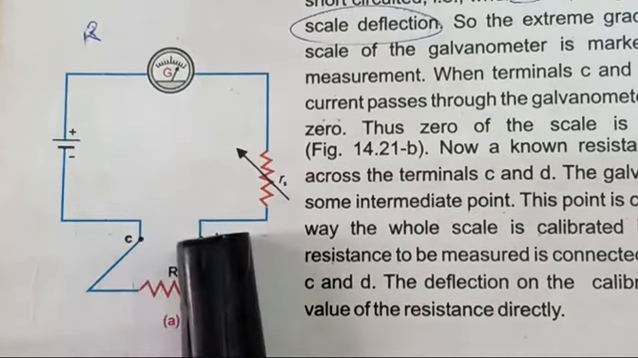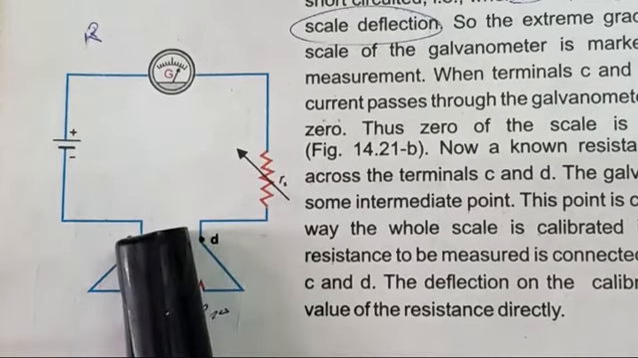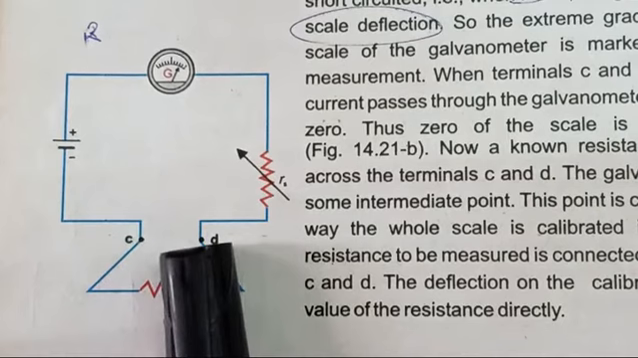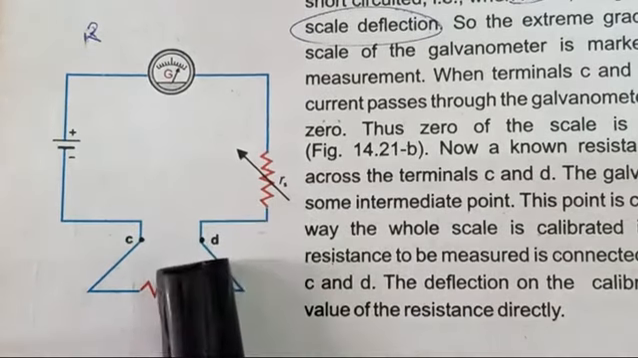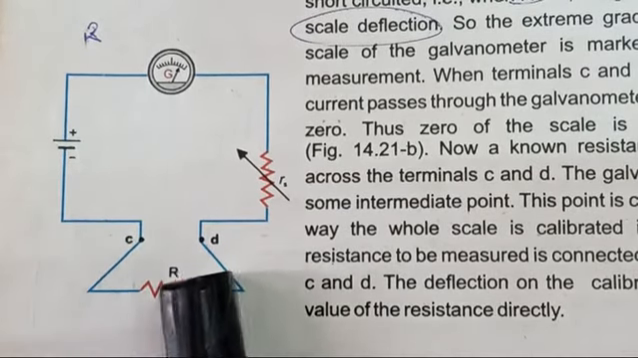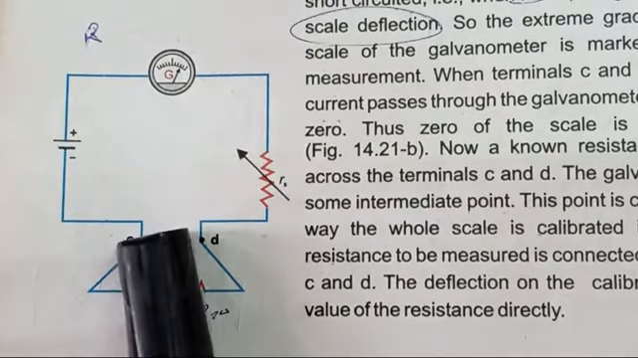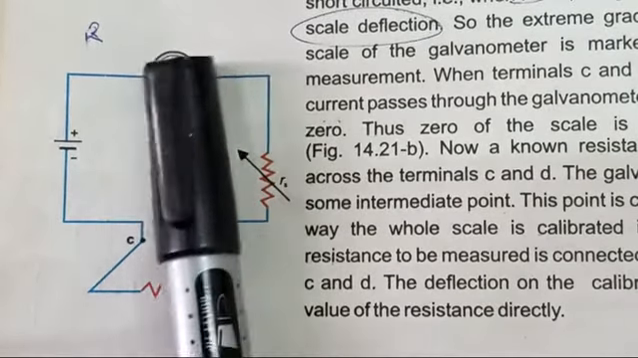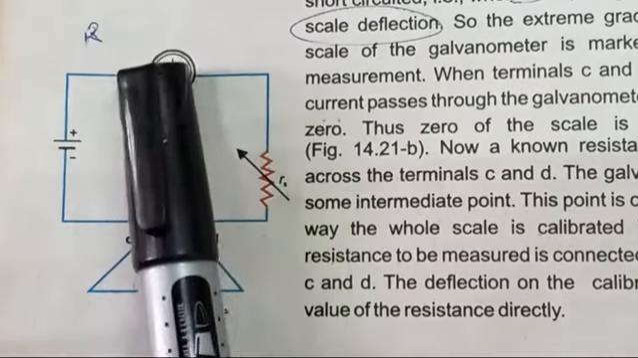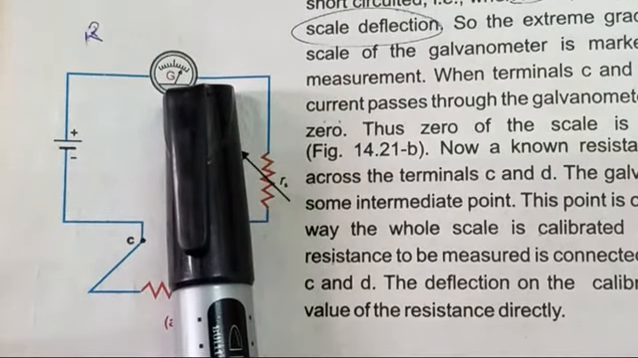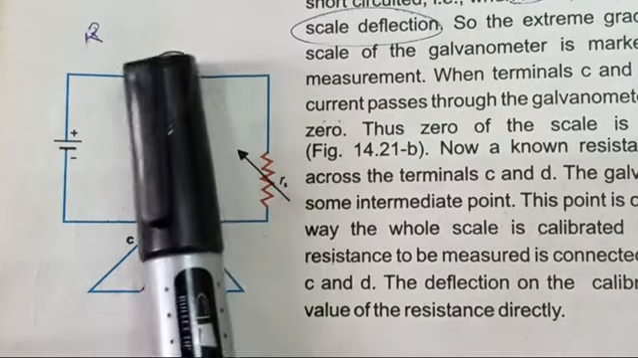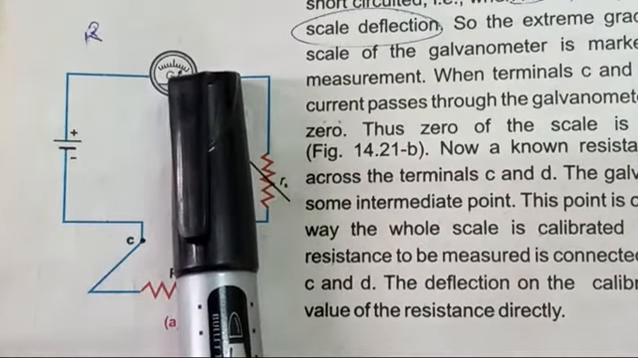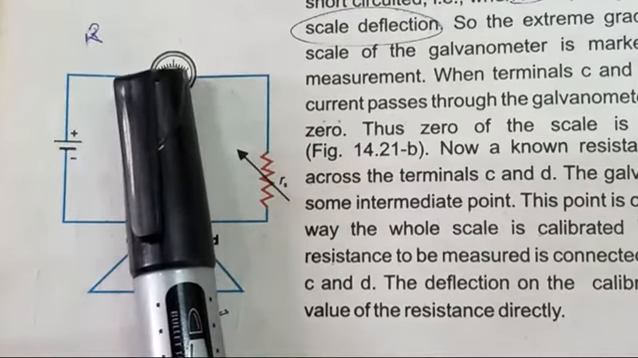When C and D are directly connected with each other, now circuit is completed. Okay, and there is no role played in the path of current by this resistance. So in this condition, R is 0. So the galvanometer gives full scale deflection. So the extreme graduation of the scale for galvanometer is marked 0 for resistance measurement. One side is 0, that shows its extreme position.